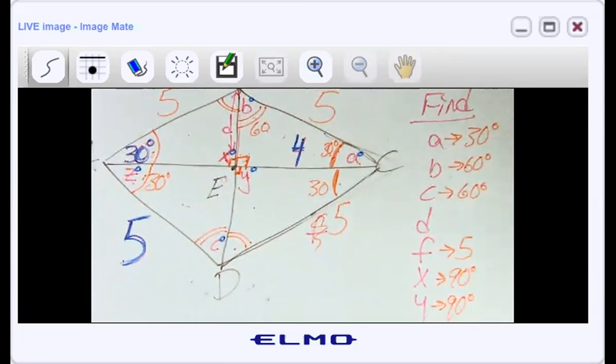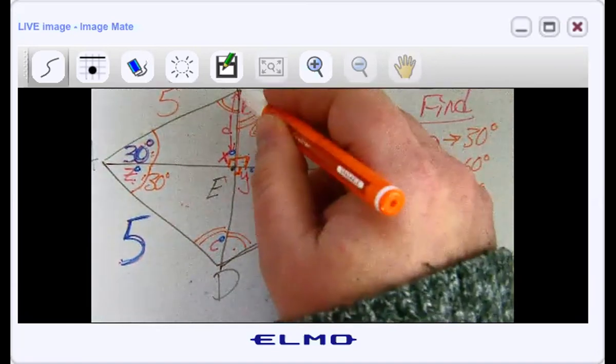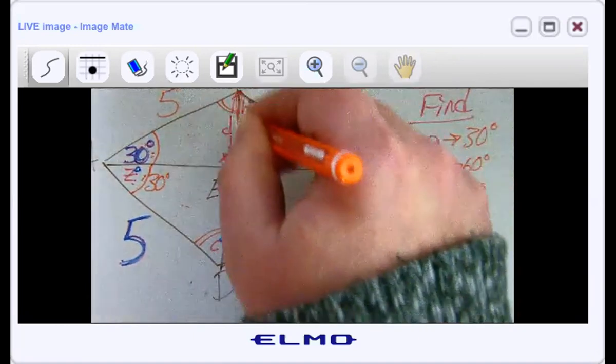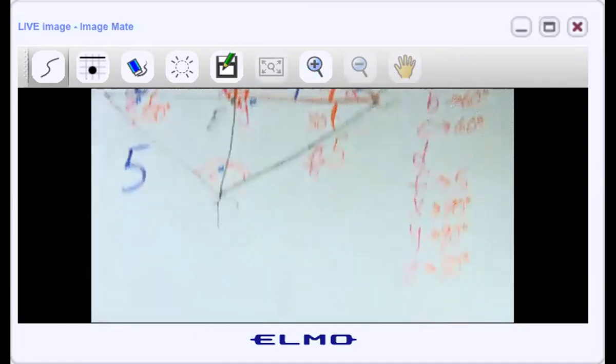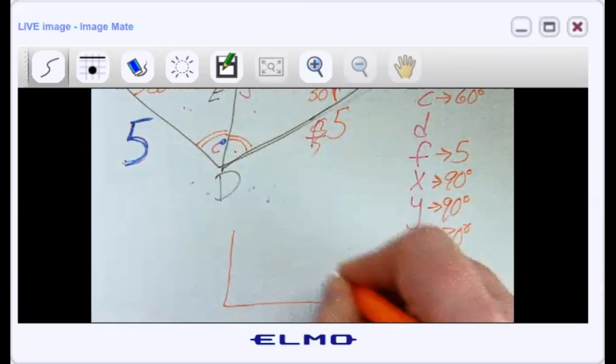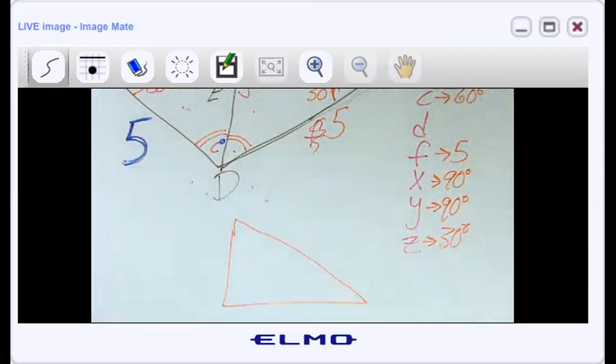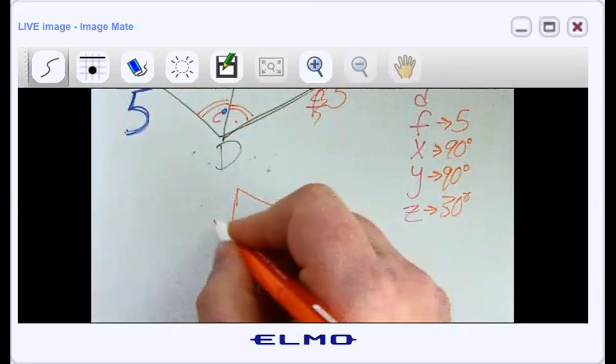So I'm going to draw just one that's not quite so messy. This triangle right here, I'm just going to redraw it down below. Okay? So here's what we have on just that triangle so far. I know that this side is 5, this side is 4, and this is a right angle. And I'm looking for this.